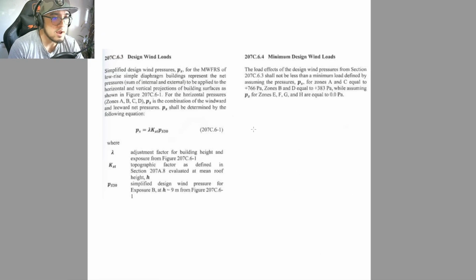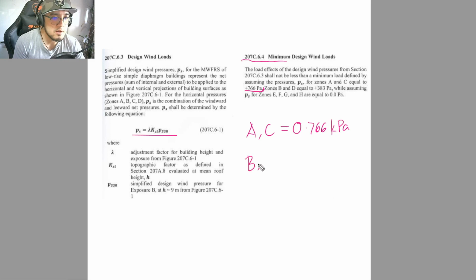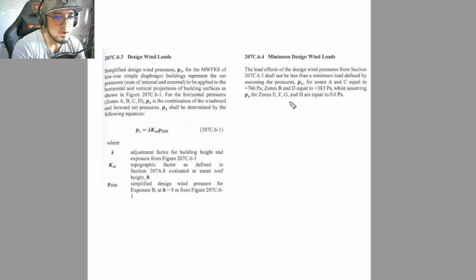Going back here, guys, if this is the design wind load that we will be making use of, we would still have minimum loads as defined in this particular section of the NSCP. For zones A and C, the minimum pressure that we will be making use of is 766 Pascal or 0.766 kilopascal. And for zones B and D, the minimum pressure that we will be making use of here is 0.383 kilopascal. Okay, so those are the minimum design wind loads.